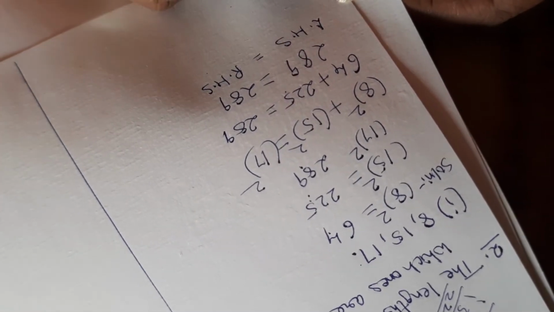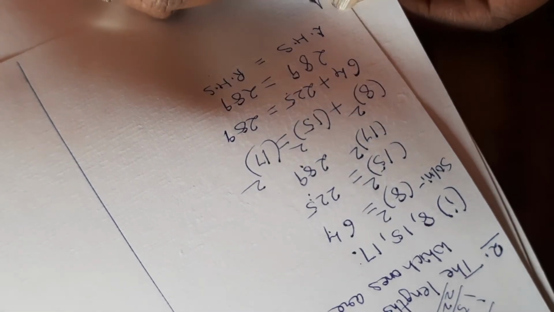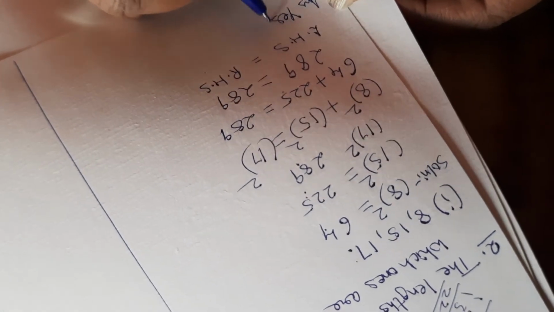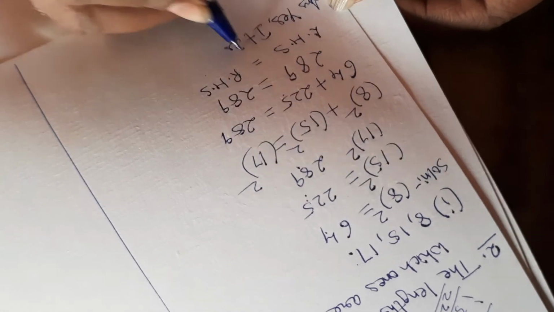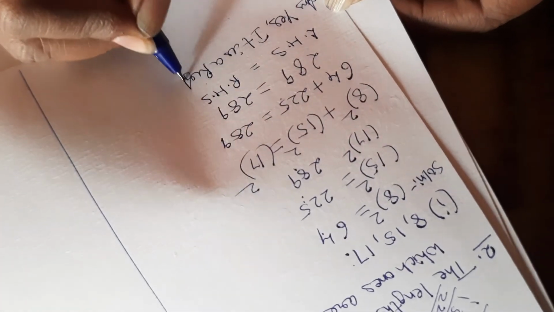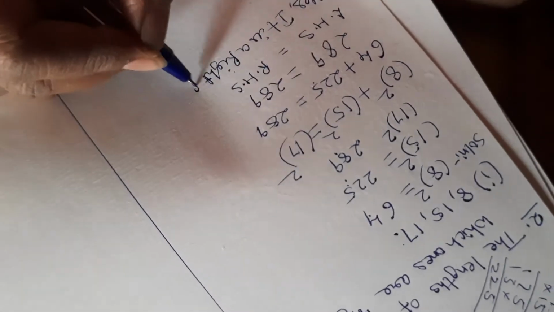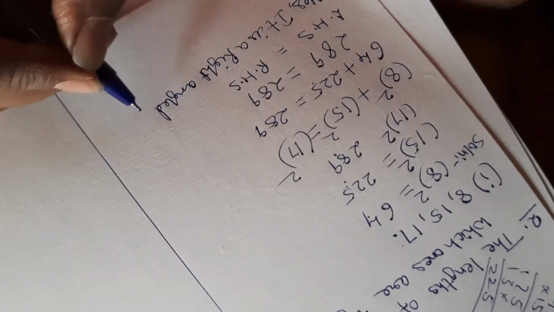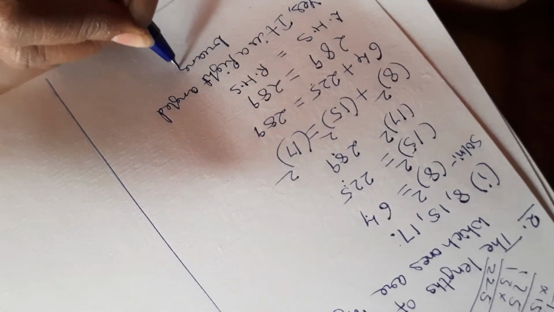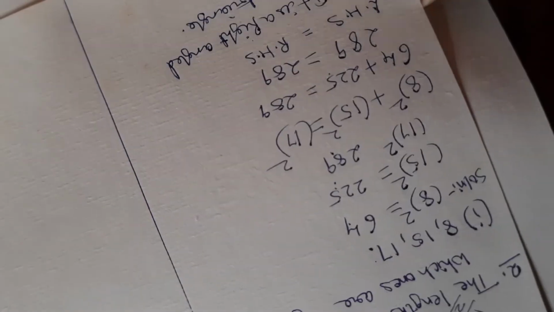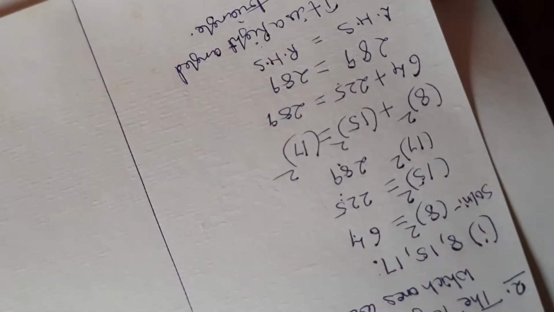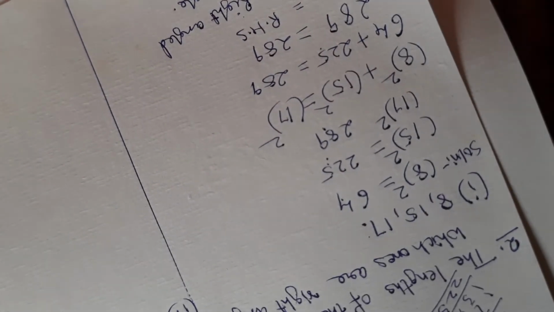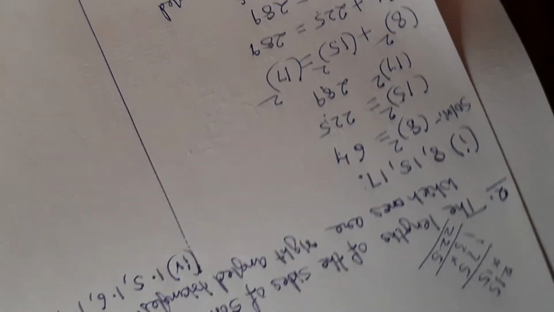So, what will we write down? Our answer will be: yes, it is a right angled triangle. Easy? Same method of Pythagorean triplet. Same thing. Only there they are saying Pythagorean triplet, here they are telling us right angle triangle.